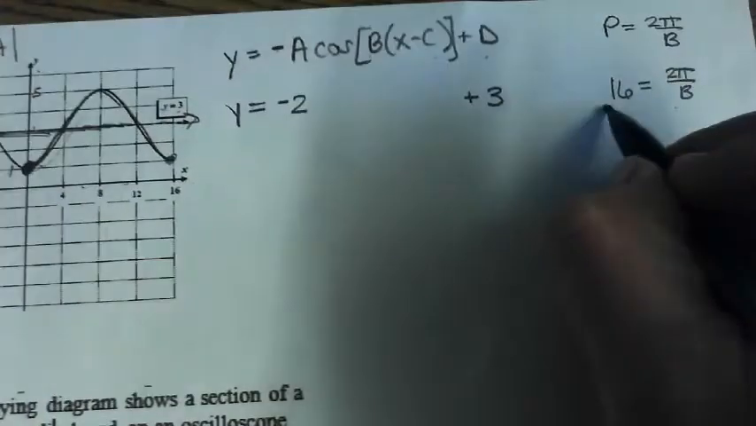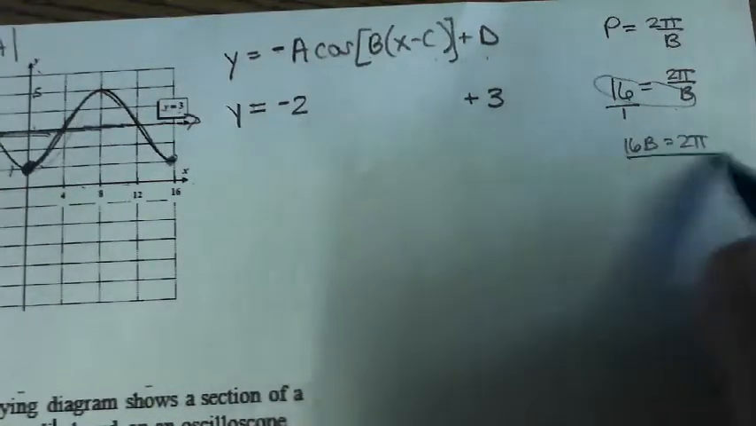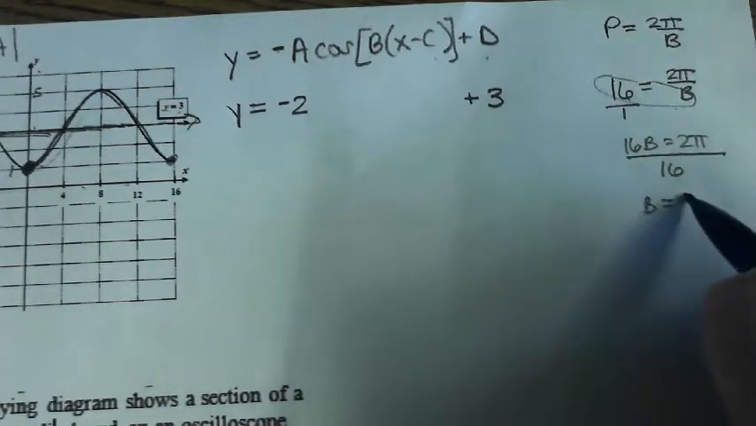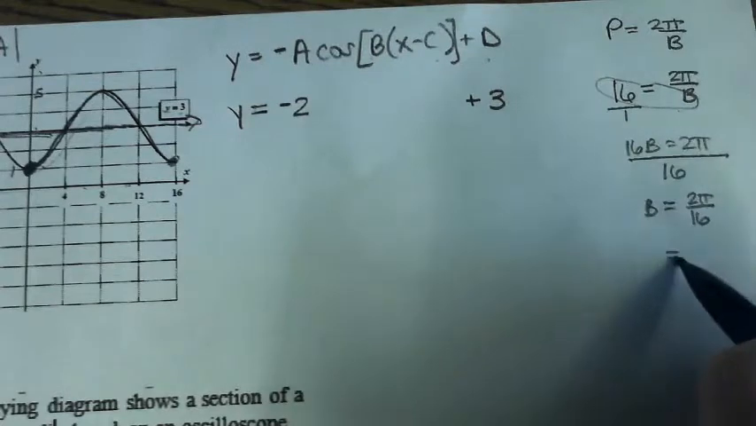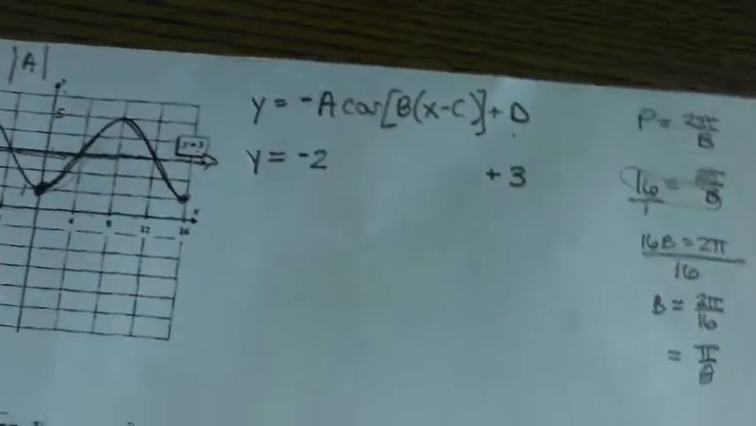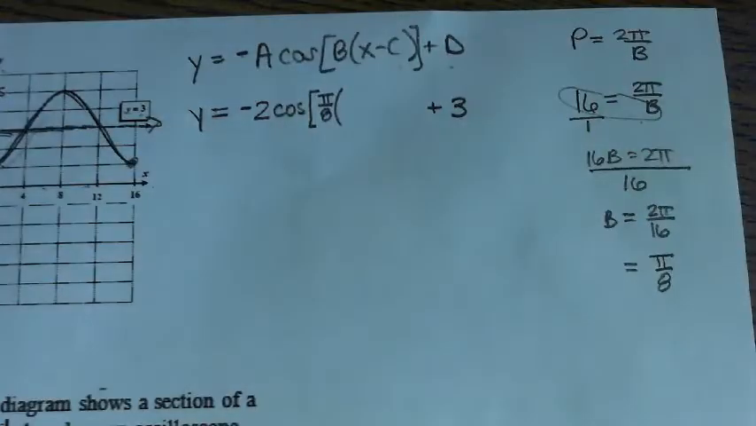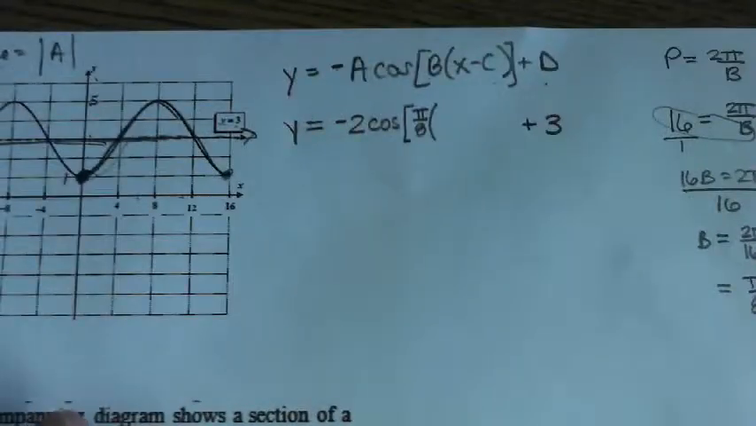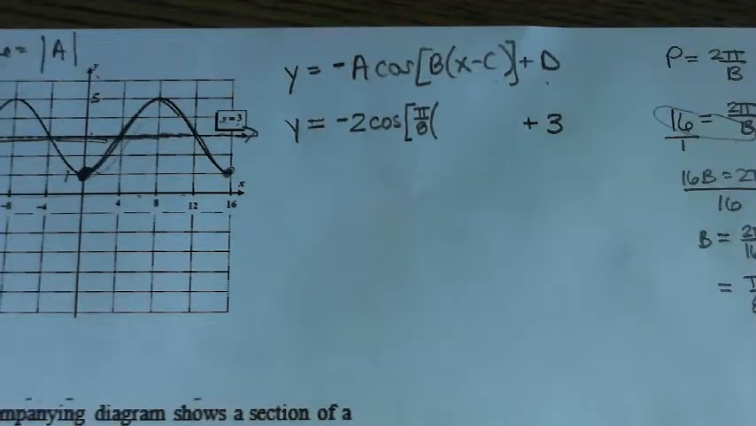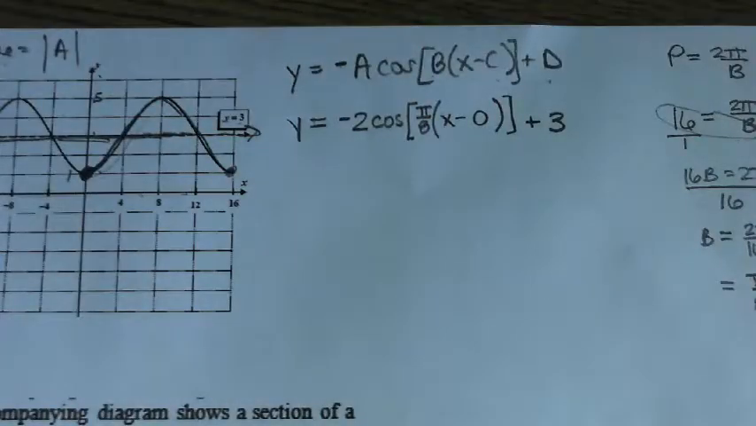So we're going to go and solve for b. Cross multiply, we get 16b equals 2 pi. Divide both sides by 16, and b equals 2 pi over 16. What does that reduce to? Pi over 8. Very good. So then we're going to do our cosine bracket, keep our pi over 8 out in front of the set of parentheses. Did we have a phase shift here? Did this cycle get shifted to the right or the left off of the y-axis at all? No, so that's x minus 0, and we're done.